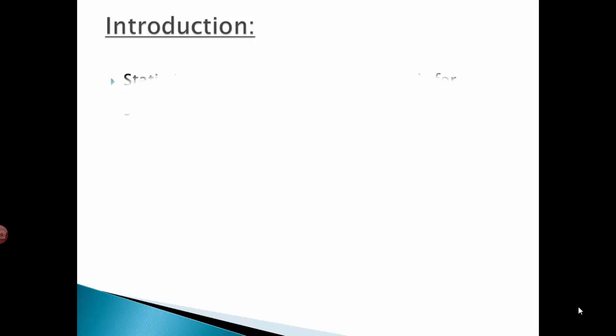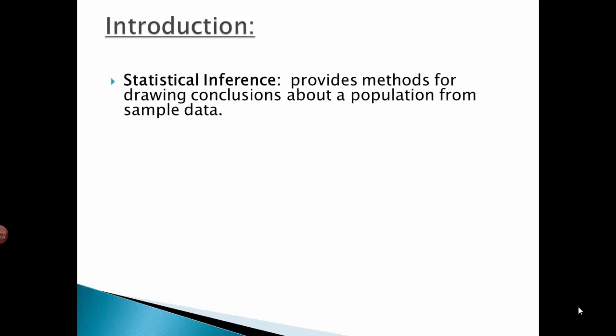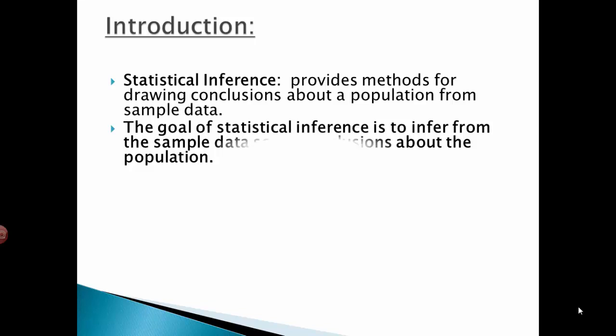So let's first look at what statistical inference is. When we say statistical inference, we're basically saying, hey, we have a sample and we get data from our sample. Samples are fairly easy to get and get data from. But what we want to be able to do is take that sample and draw conclusions about the population, or in other words, infer from the sample data about the actual population.